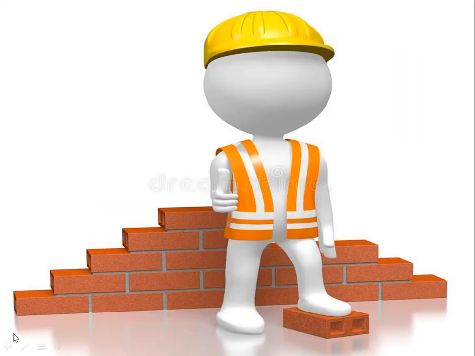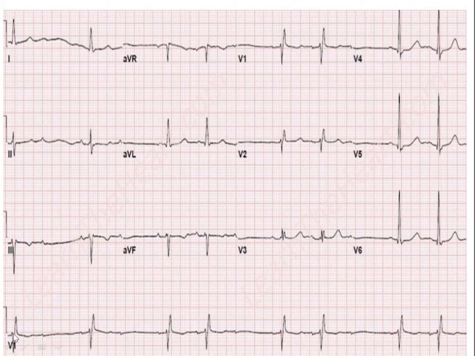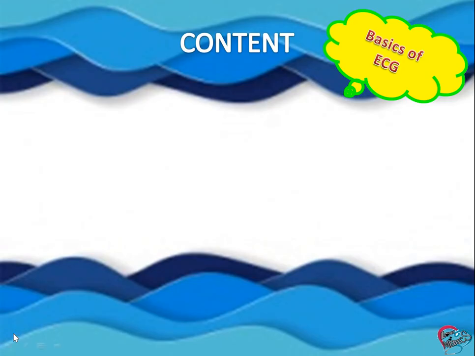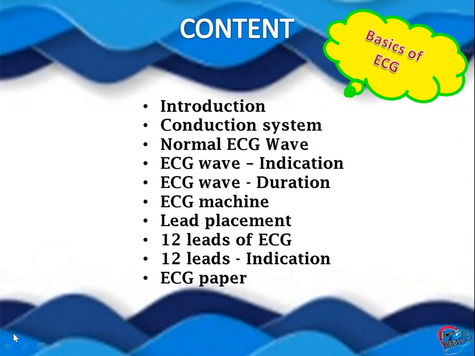If we want to do anything or any work, we should know the basics. Likewise, before interpreting the ECG, we should know the basics of ECG. In this video, I am going to explain the basics of ECG. Content of the video: introduction, conduction system of heart, normal ECG wave indication and duration, ECG machine, lead placement, 12 leads of ECG and its indications, and ECG paper.